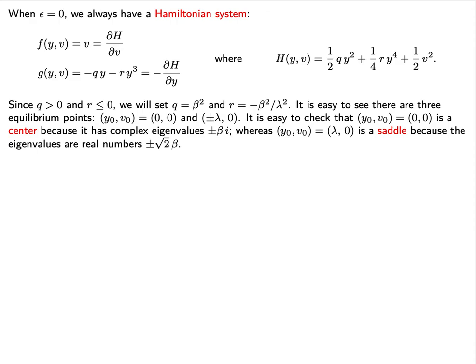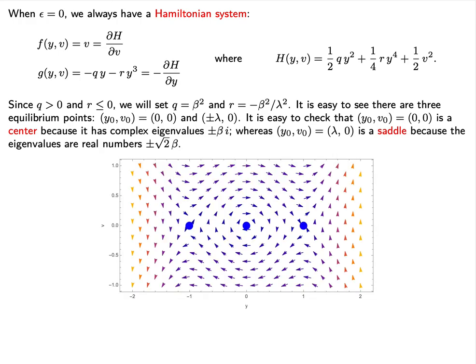It's easy to check that the origin is a center because we have complex eigenvalues for the Jacobian matrix at this point. Whereas the other equilibrium points, plus or minus lambda, comma, zero, must be saddles because the eigenvalues of our Jacobian are real numbers, namely plus or minus the square root of 2 times beta. Here you can see on your screen a plot of the phase plane.